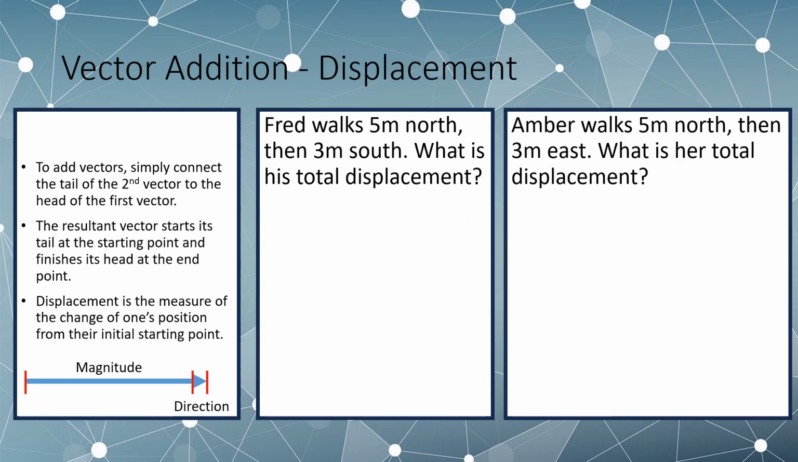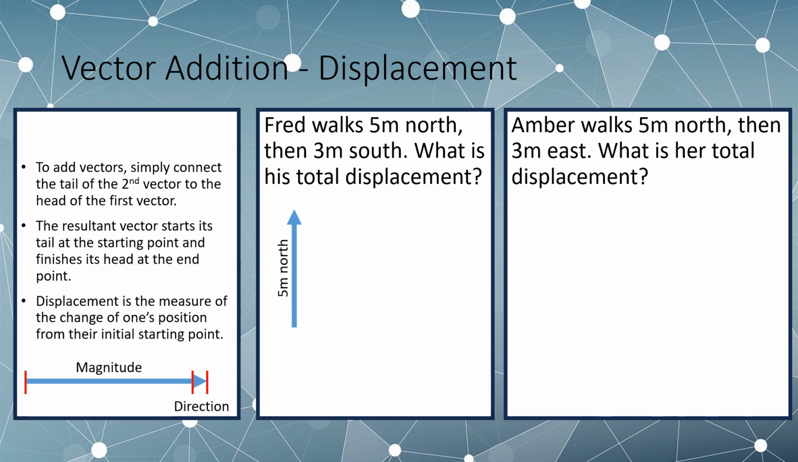In these examples, I will be using the term displacement. Displacement is the measure of the change of one's position from their initial starting point, for those who are unaware or for those who need a refresher. So, in this example, we have Fred walks 5 meters north, then 3 meters south, and we're asked to find his total displacement. So, our two vectors in this scenario, we have one that's 5 meters north and another that's 3 meters south.